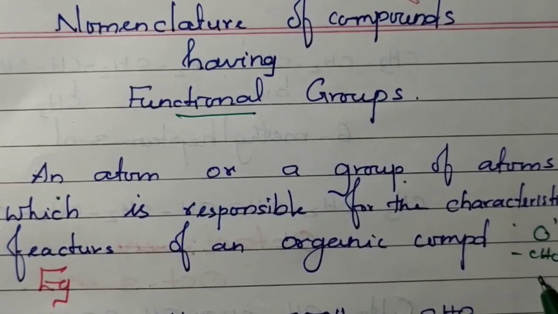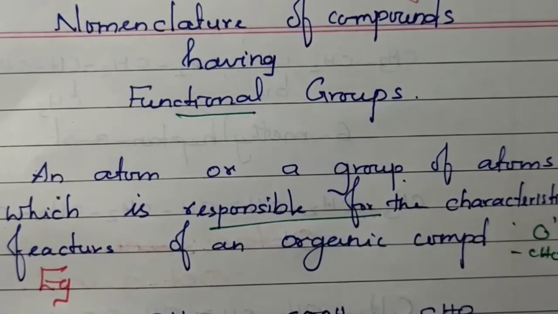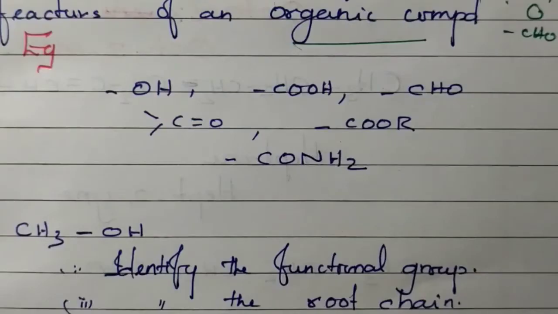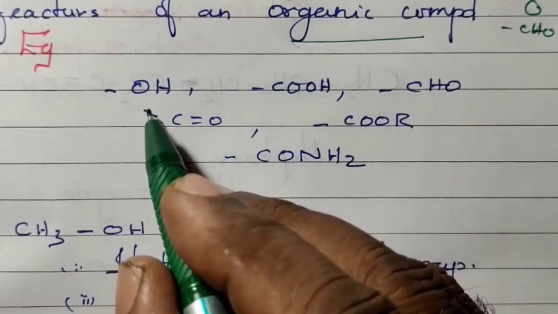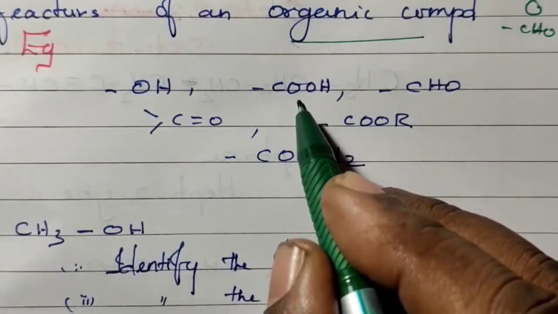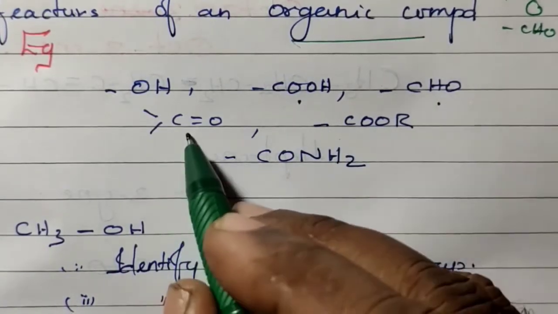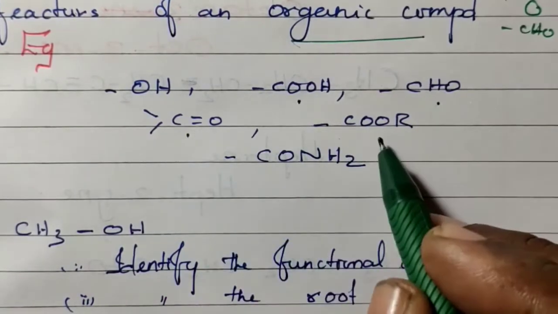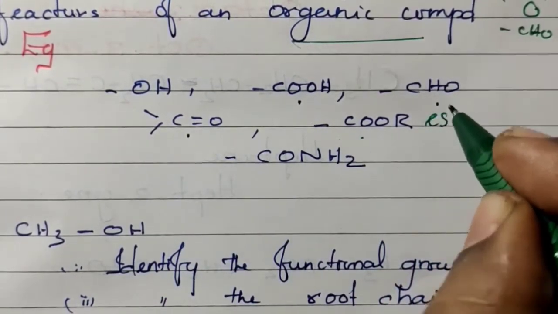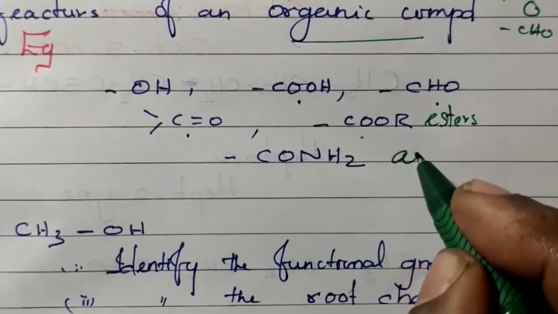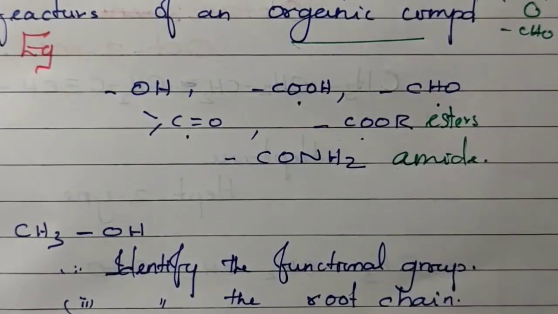CHO means a group of atoms. An atom or group of atoms which is responsible for the characteristic features of an organic compound is called a functional group. Examples of functional groups: OH group, COOH. COOH means carboxylic acid group. CHO means aldehyde group. C double bond O means ketones. COOR indicates esters. CONH2 is a group called amides. These are some of the functional groups.